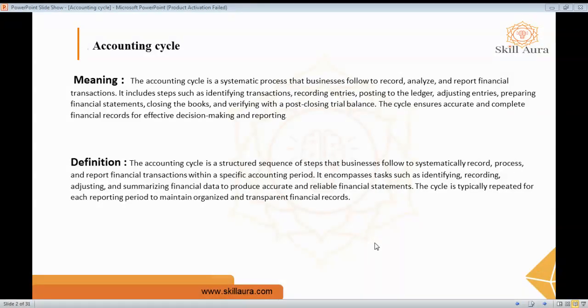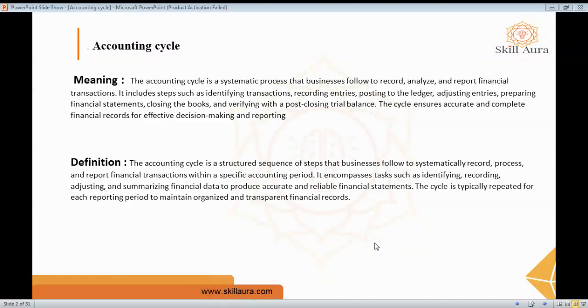Here, the main purpose of this accounting cycle is to ensure accurate and complete financial records for effective decision making and reporting. It keeps tracking the financial information, and also it is a step by step process for recording, analyzing and summarizing the financial transactions. As you know, it includes activities like journalizing, posting, ledger, preparing financial statements, closing the books, and verifying the post closing trial balance, etc. Let's go with the definition.